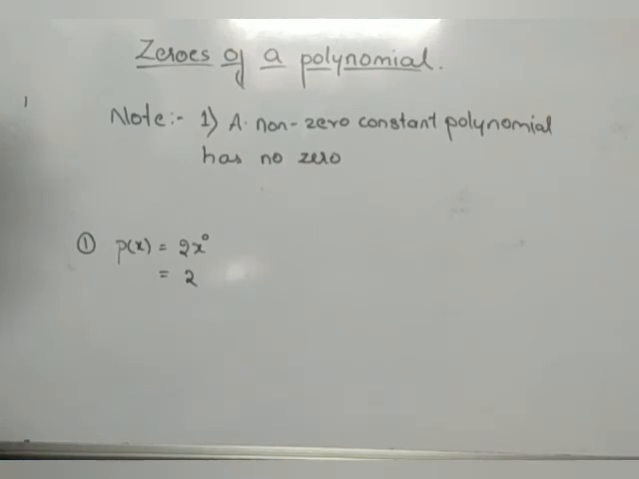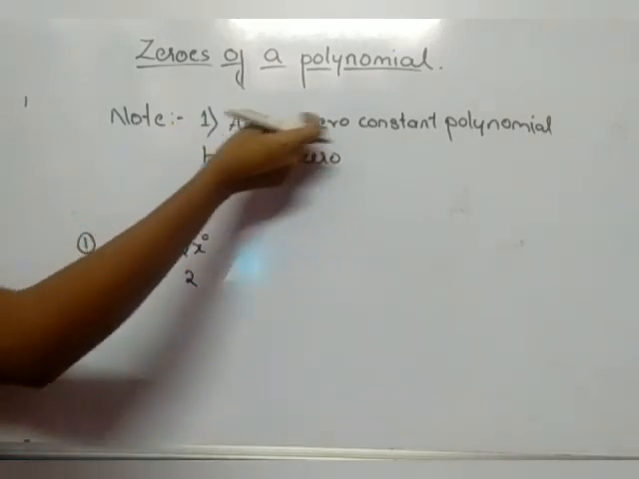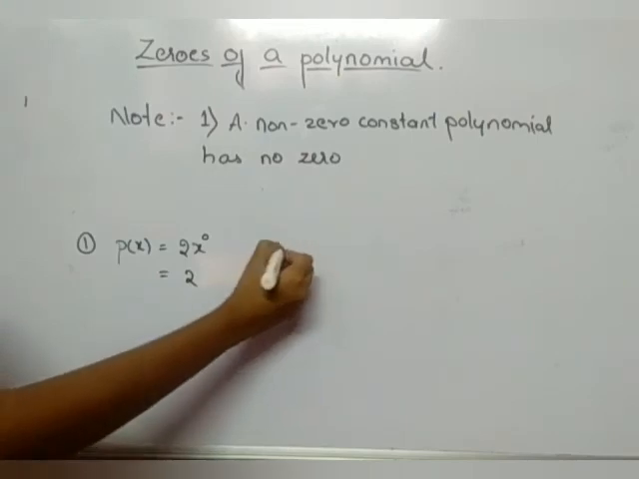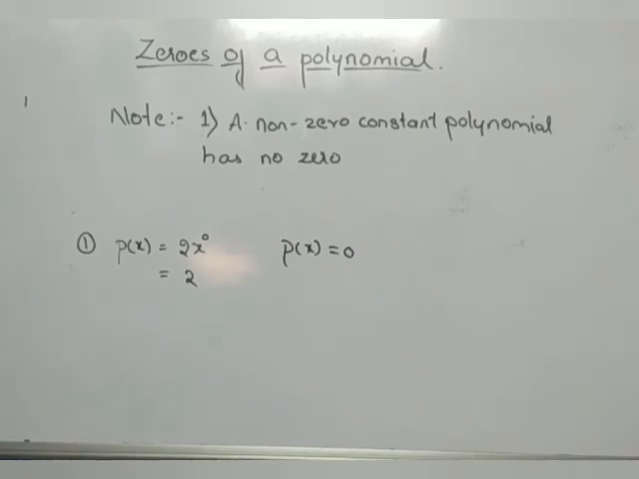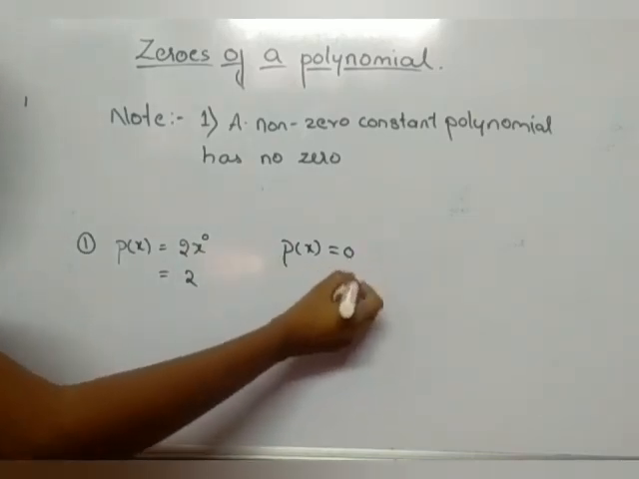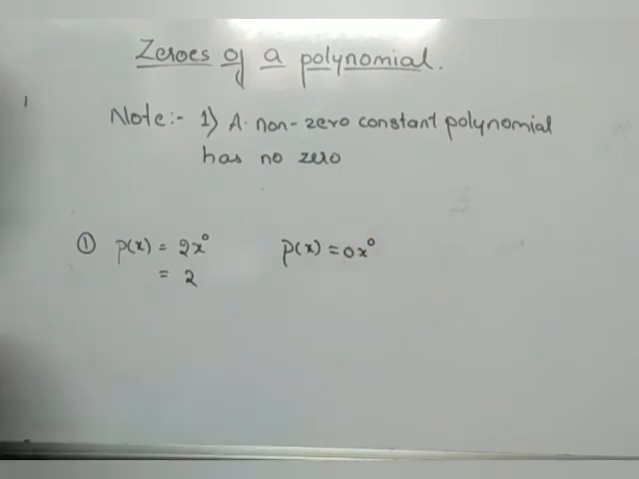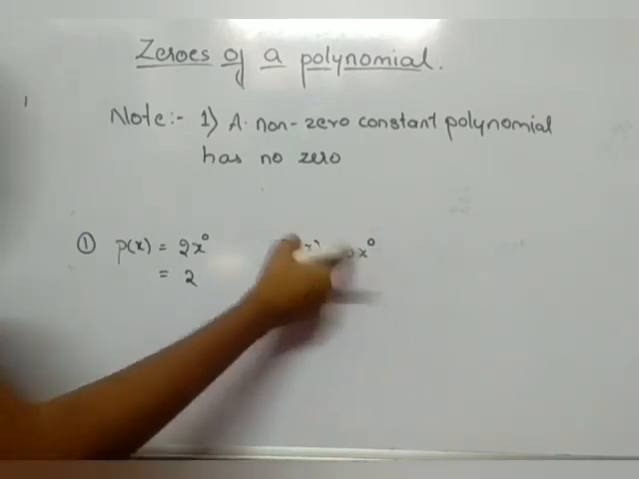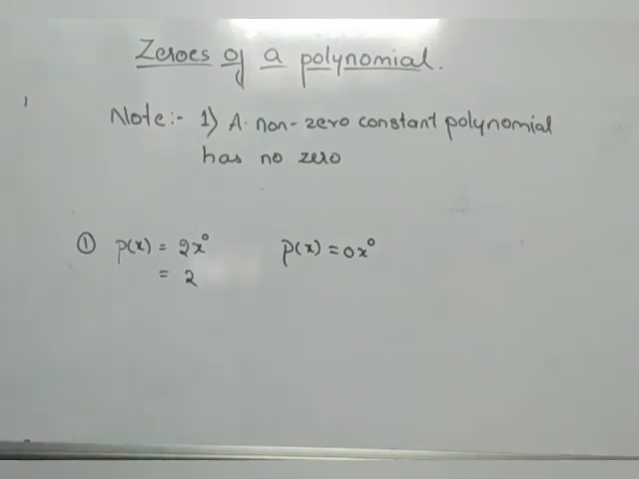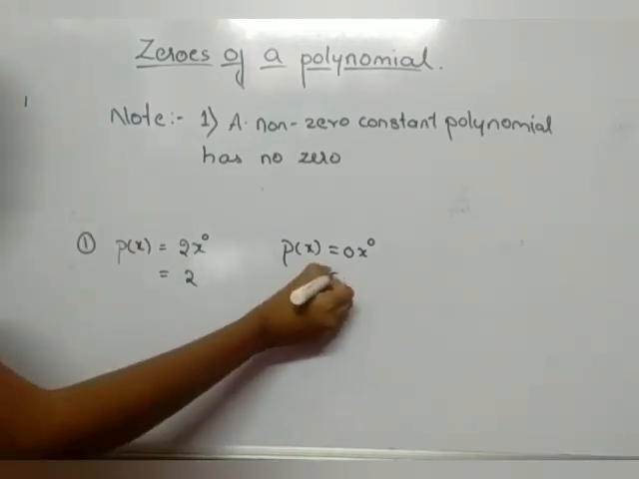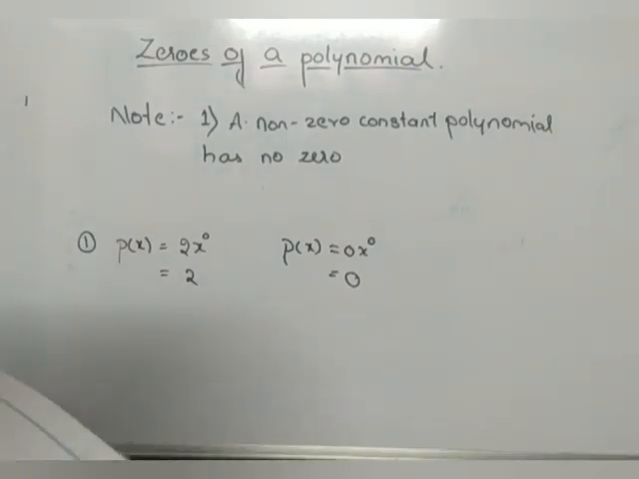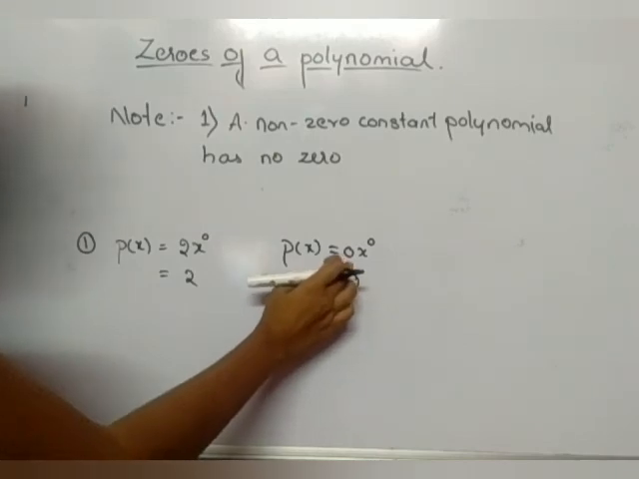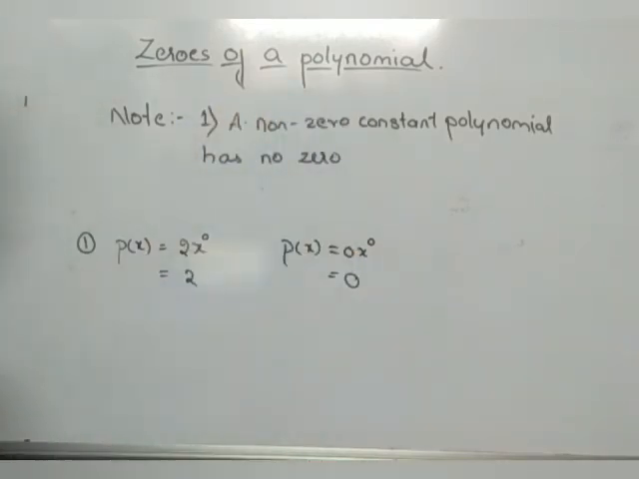Next we'll consider one more. Here we have considered a non-zero constant polynomial. But now we'll consider the zero polynomial. Zero polynomial means it will also have x raised to 0. If I replace x by any number, here I will be getting 0 only. Isn't it? So we can say that this 0 is the 0 of the polynomial. 0 is the 0 of the polynomial here.